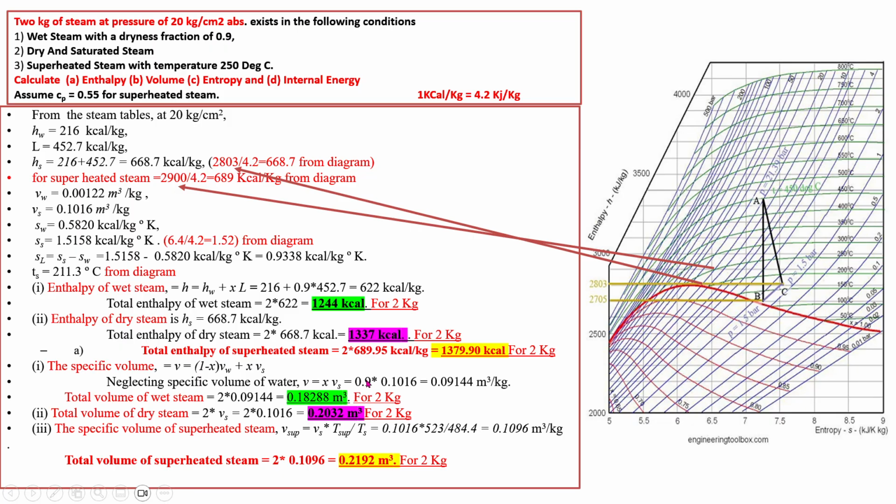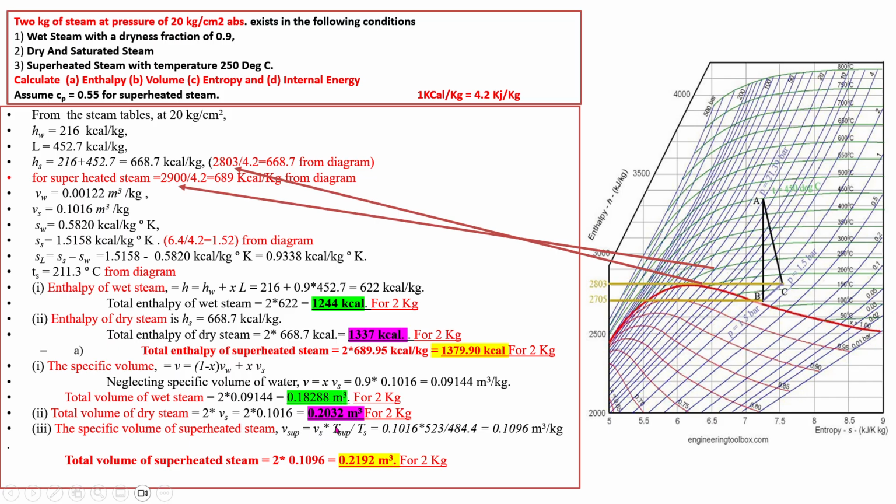In a similar way, we can calculate the specific volume of wet steam, that is 0.9 into VW. You see VW is 0.1016, that gives 0.0991. For 2 kg, it will multiply by 2, that will give you 0.18288, that is the specific volume of wet steam. Specific volume of dry steam will be 2 into 0.1016, that will be your specific volume.